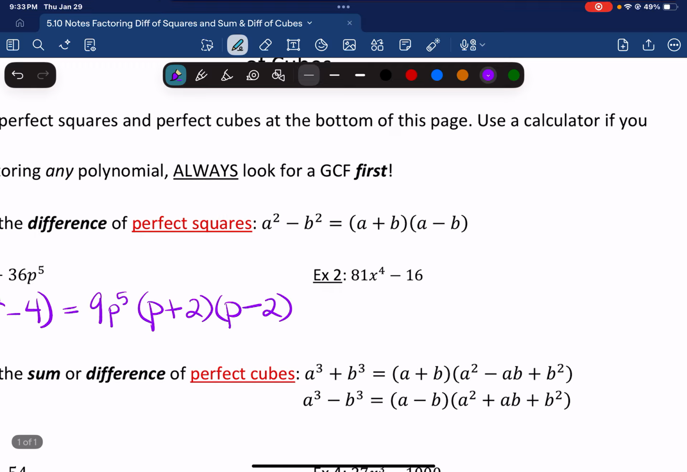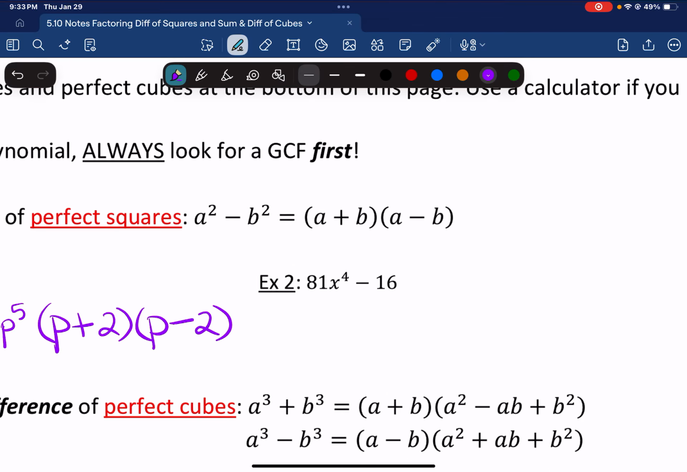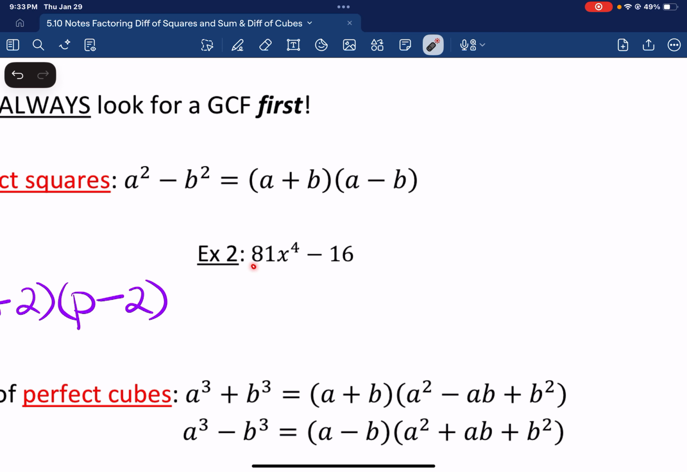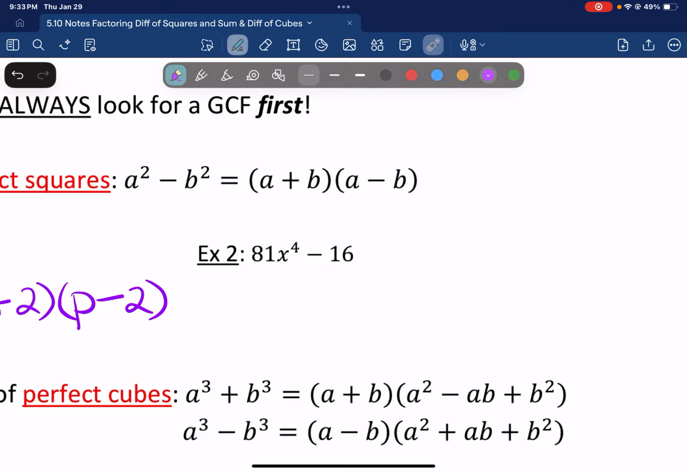All right, let's look at example 2. We have 81x to the 4th power minus 16. Hopefully you know that 81 is the same thing as saying 9 times 9. And x to the 4th power can be broken into x squared times x squared. So this entire first term is a perfect square. So is 16. 4 times 4 is 16. So we have the difference of 2 perfect squares.